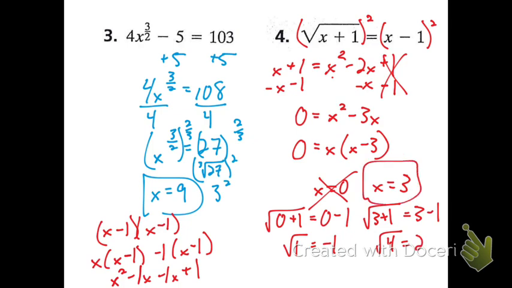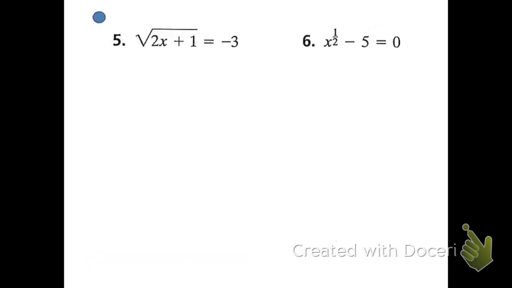Yes! 3 works. Okay? Should have had another fishy one there. Now, this one, you might think you need to square both sides, but when in the history of math will you take a square root of something and get a negative number? The answer to that is never. So since you can't take the square root of this and get a negative number ever, you're just going to write no solution.